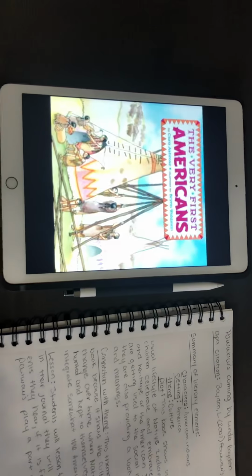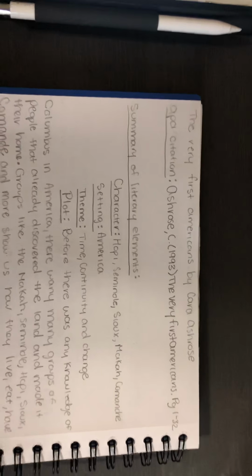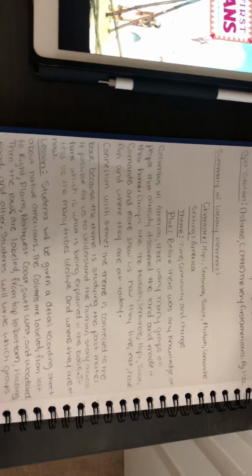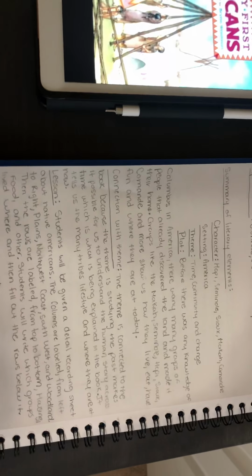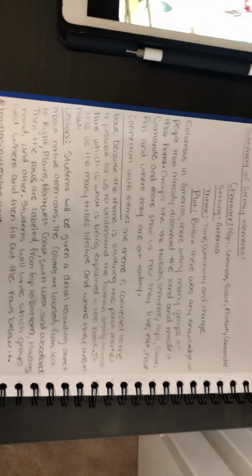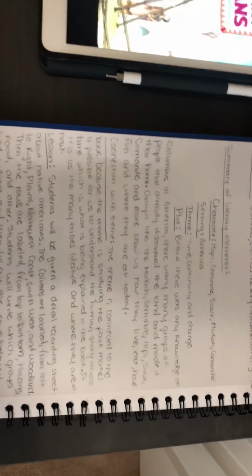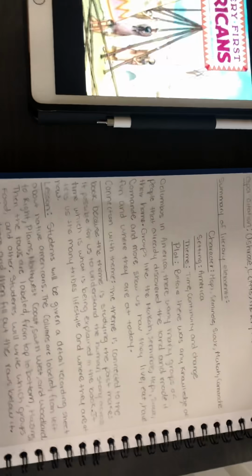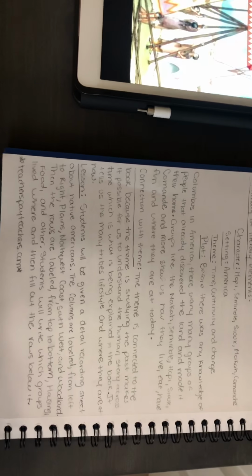And then my fourth book was The Very First Americans by Kara Ashros. And my APA citation is right there. Summary of literal elements, characters, which were more groups, but Hopi, Seminole, Secoy, Makah, and Comanche. The setting was America because they were the first Americans. The theme was time, continuity, and change.